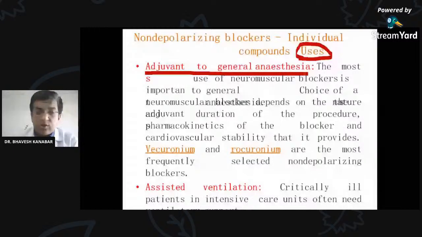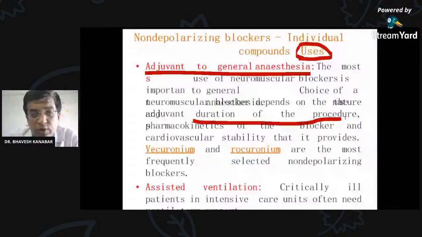Most commonly, it is used as an adjuvant to general anesthesia. So neuromuscular blockers are important in general anesthesia. The choice of neuromuscular blocker depends upon the duration of the procedure. We have seen previously that for longer surgery, neuromuscular blockers with a long duration of action, like pancuronium and pipacuronium, can be used, as in neurosurgery. For short procedures, like tracheal intubation, succinylcholine can be used. Rocuronium is among the most frequently selected non-depolarizing blockers.